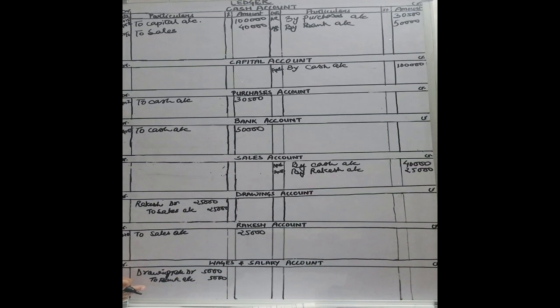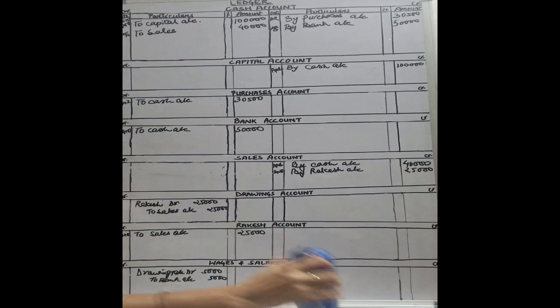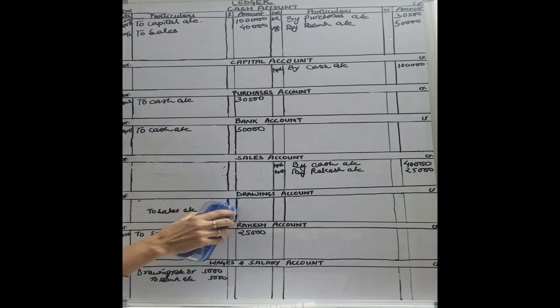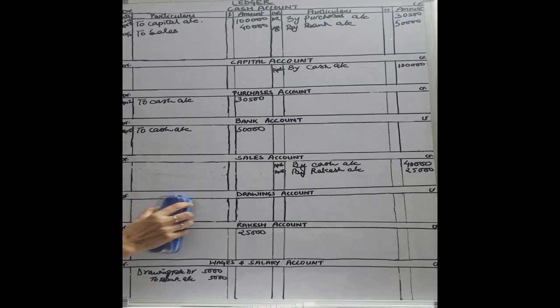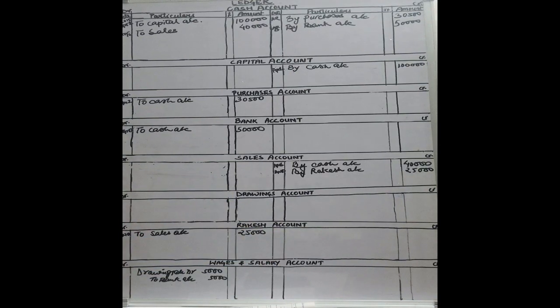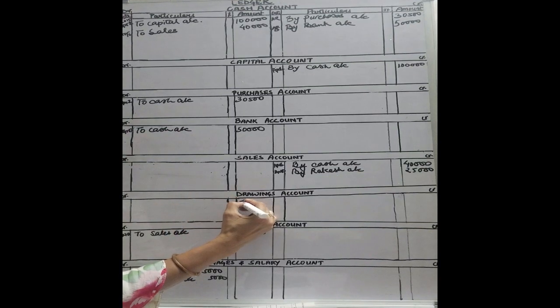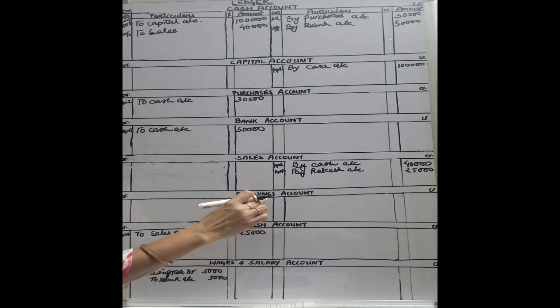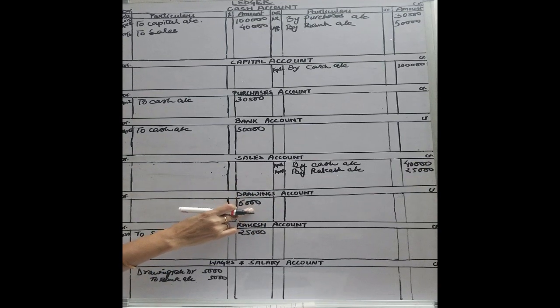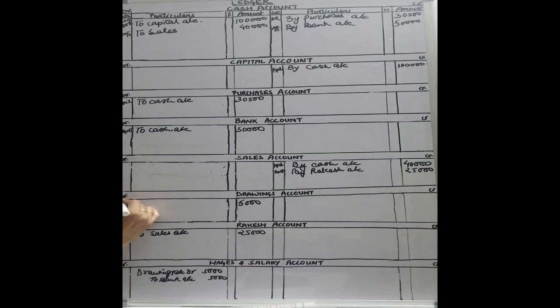Right? Now let's just transfer the amounts. We have to make a new account with the name drawings, which I have already made here. Okay, so let's transfer the amounts. Now drawings account is debited with rupees 5,000, so we have debited the drawings account by writing the amount on the debit side of the drawings account on April 26.